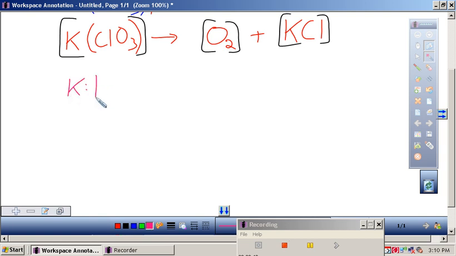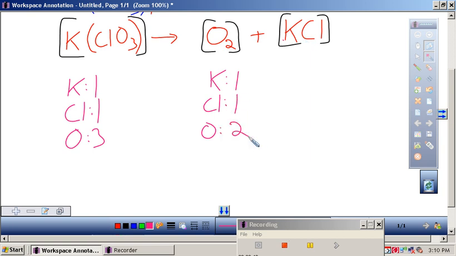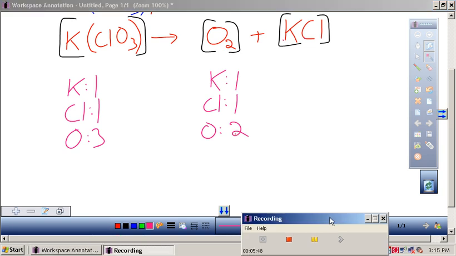So just to summarize, I have one potassium, I have one chlorine, and I have 3 oxygens. Over on this side, I'm just going to rewrite the same elements in the same order. Single potassium, single chlorine, 2 oxygens. Alright, so there's my 3 and my 2 again. I need the least common multiple of those guys, which of course is 6. So I need 6 oxygens on each side.